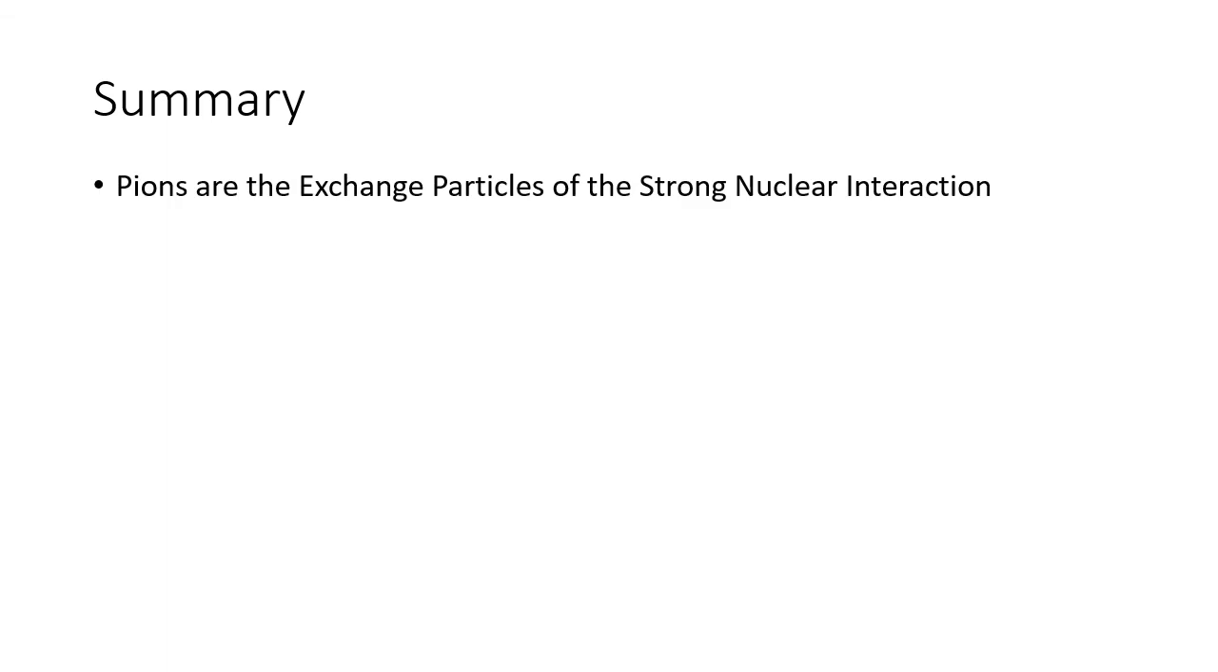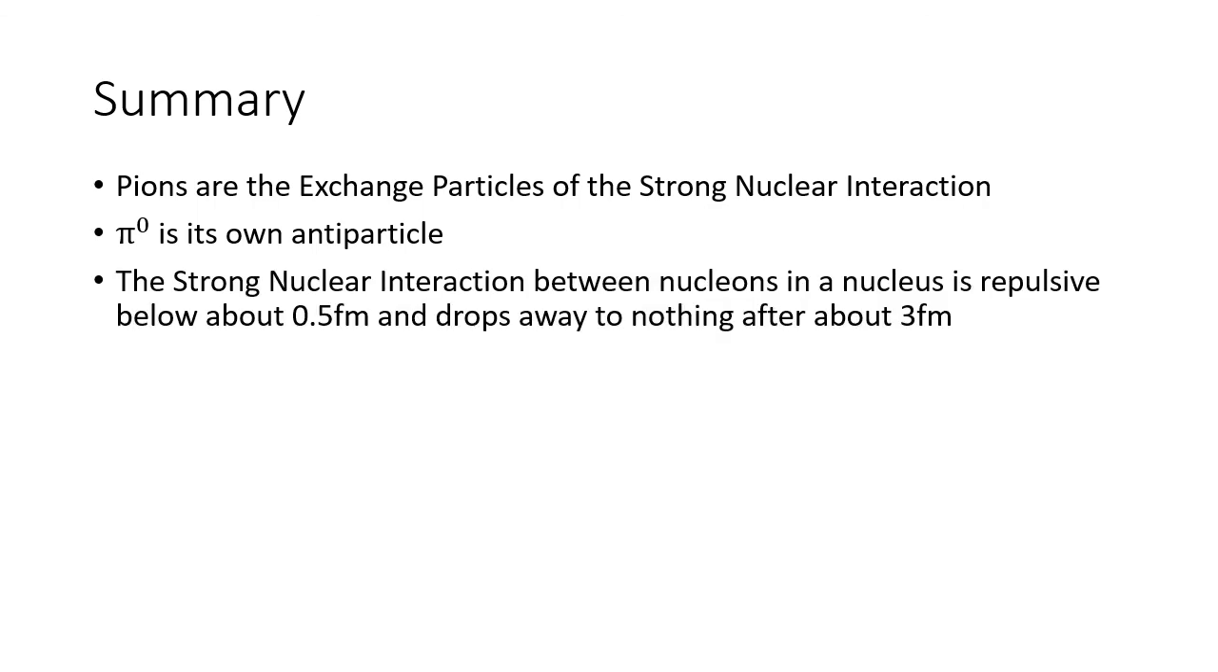Right, in summary, pions are the exchange particles of the strong nuclear interaction. They aren't the exchange particles of the strong interaction, that's gluons, but they're the exchange particles of the strong nuclear interaction, which is a subtype of it. The pi naught is its own antiparticle. Turns up on exam questions, have to learn that. The strong nuclear interaction is repulsive below about 0.5 of a femtometer and drops away to nothing after about 3 femtometers. Again, just numbers you have to memorise.